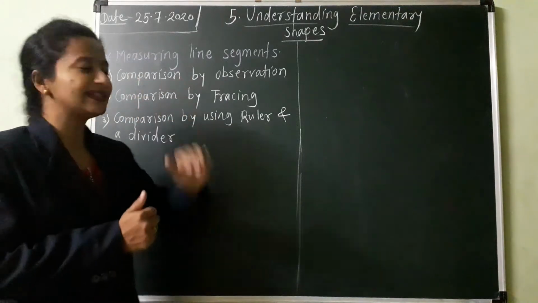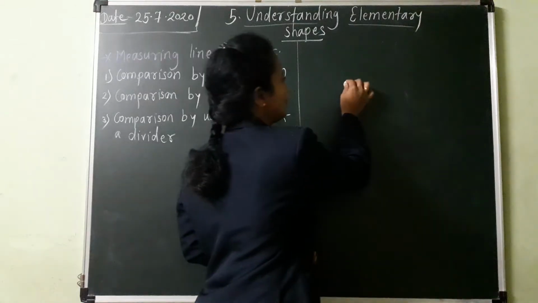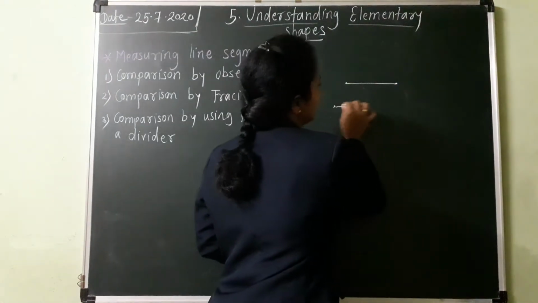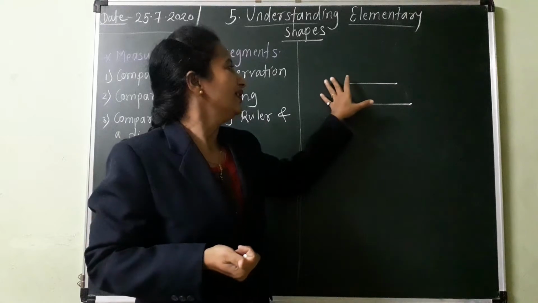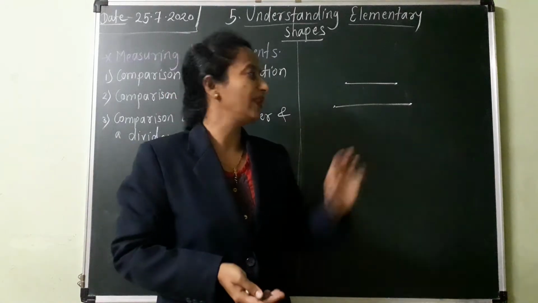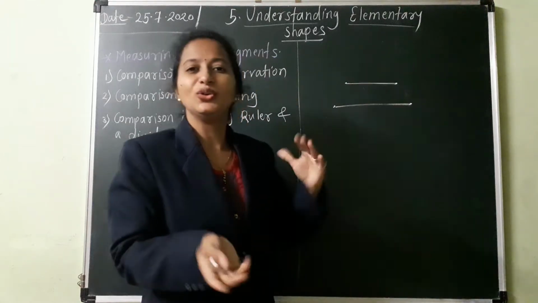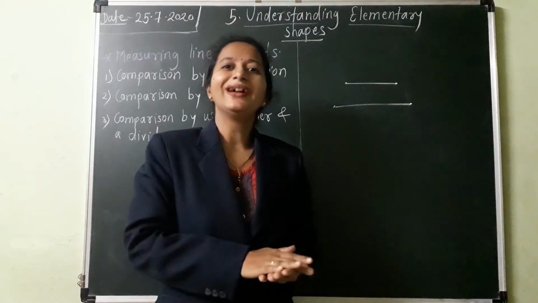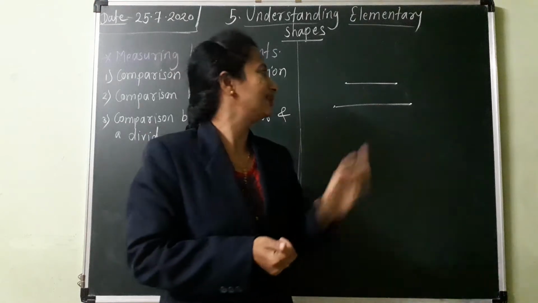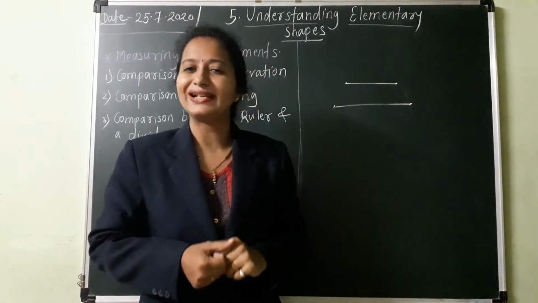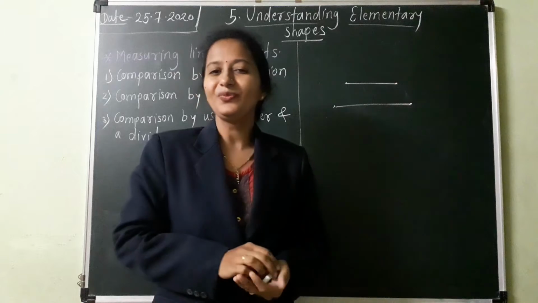The first method is comparison by observation, or mere observation, which means you just have to look at a line segment. Suppose this is one line segment and this is another line segment. In mere observation you observe by eye and compare which is the short line segment and which is the long. This is not a perfect method to measure a line segment, because here we cannot predict or exactly measure the length of the line segment.